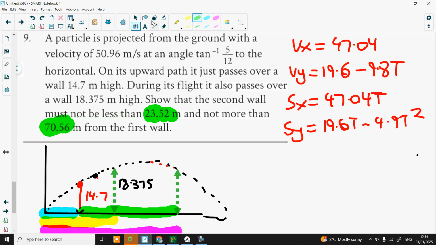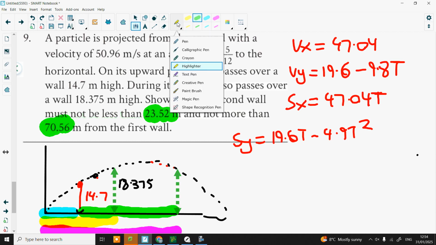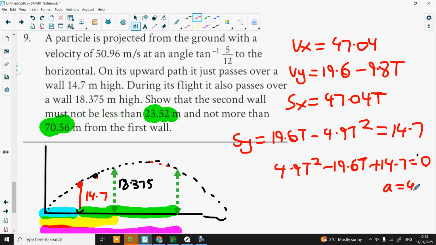Here we go. First thing, get your SY. Everybody see the SY? Get that SY and turn it into an equation. Its first answer is 14.7. You are going to do a minus B equation. You're going to find me the value of T. All right? So 4.9 T squared minus 19.6 T, I did it all in one go here, plus 14.7 equals 0. And we're all doing a minus B equation.